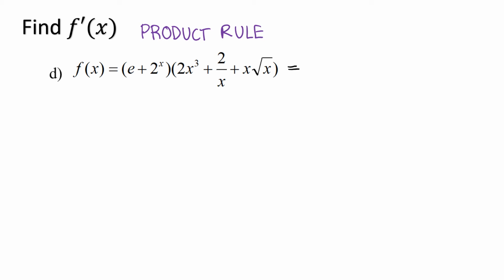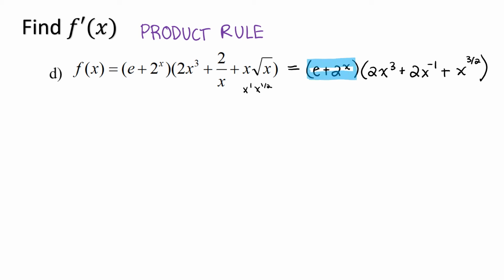So let's rewrite this second function so that we can use the power rule as we take that derivative. So we have e plus 2 to the x times 2x cubed plus 2x to the negative 1 plus x to the first power times x to the 1/2 power, which gives us x to the 3/2 power. So our first function is e plus 2 to the x, and our second function is this 2x cubed plus x to the 3/2.